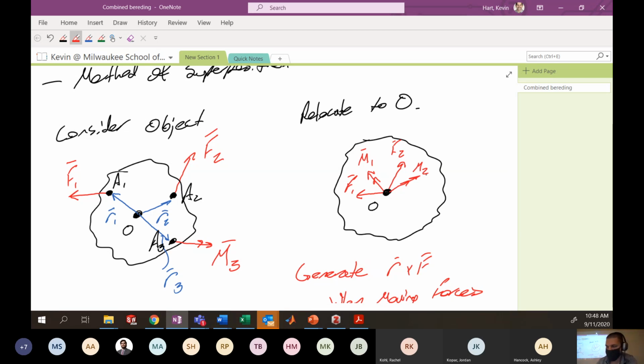And M3, I can move that freely on the structure. So M3 just gets relocated as it is to point O.